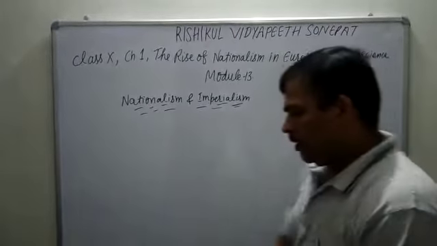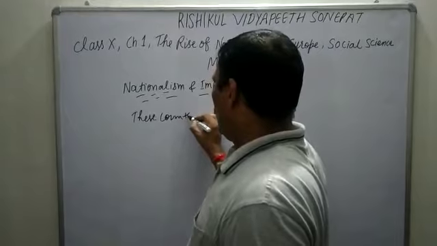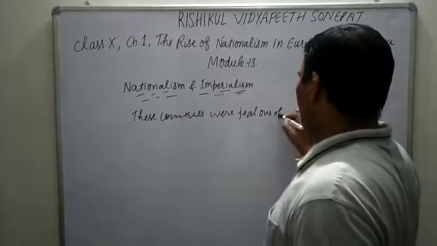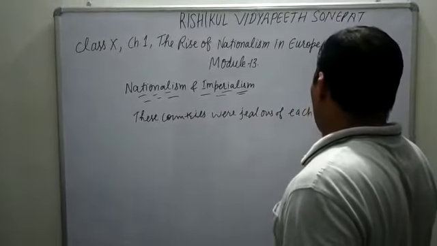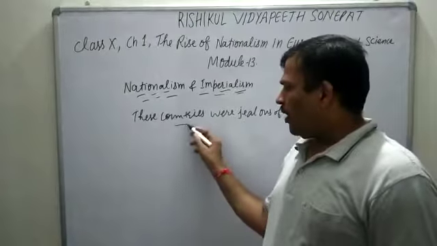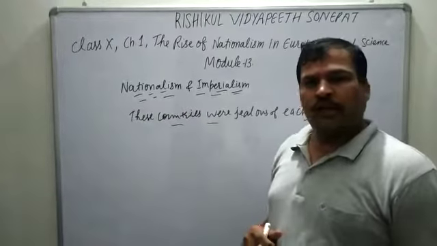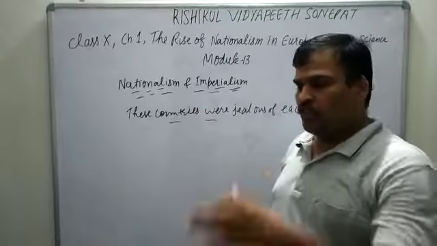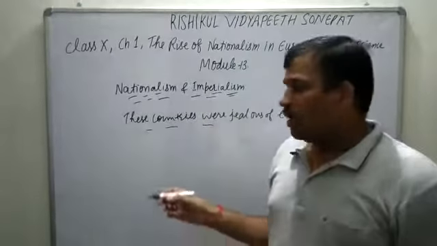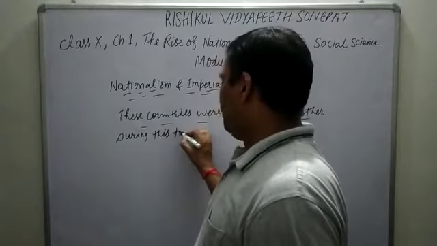Now what happened? These countries were jealous of each other. When they got freedom from the Ottoman Empire, they were separate nations. Now they were jealous. They wanted to conquer and acquire one another's territories. They did not want to miss an opportunity to grab others' land and resources. So due to this, they were jealous. Now what happened during this time period?